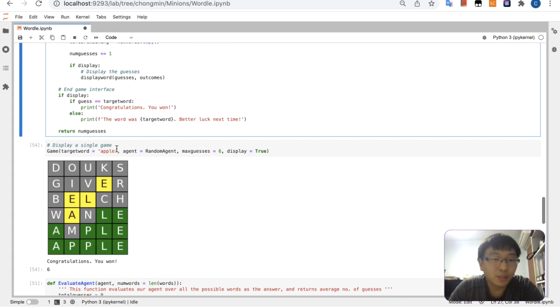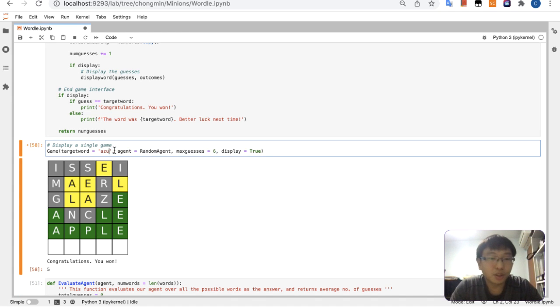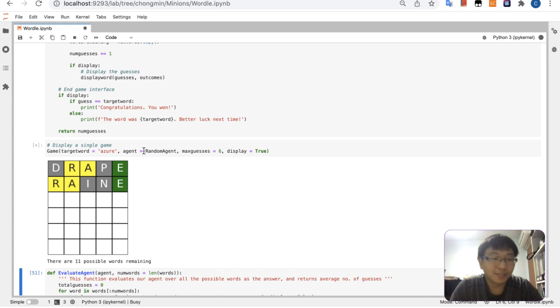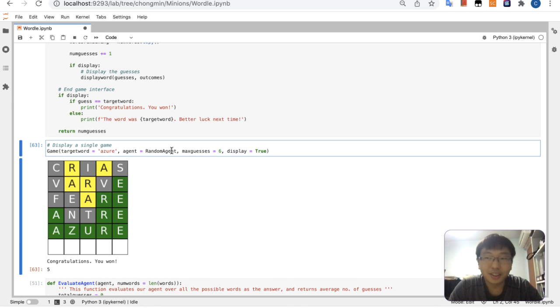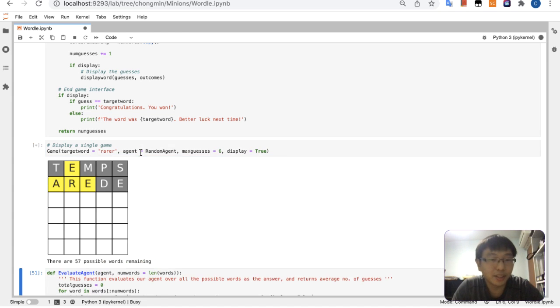So if you put in a starting word, apple, or if you want to key in another starting word, that's fine. You can just let me know what you want. But this is apple. So if we key in a more obscure word like azure, wow. Okay, so this means Wordle isn't that hard actually. You see, it can still guess pretty well, even with just a random agent. Let's try a harder, rarer word, because three R's is quite hard to hit, right?